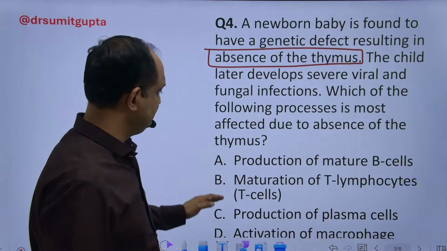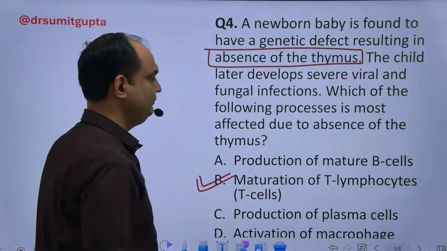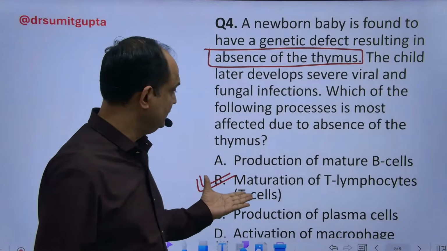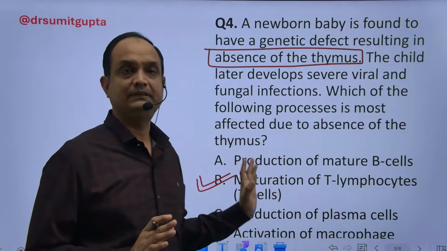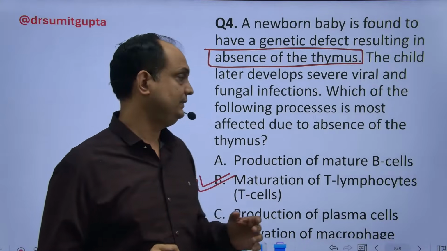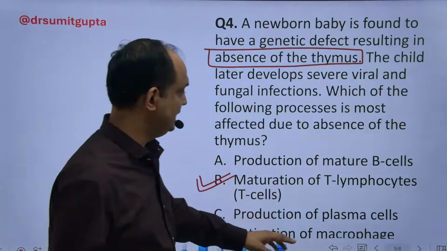Now when you see these four options, you will realize that the thymus is the site where you have the production and maturation of the T lymphocytes. Clear? So this is a direct question, and you should always keep this in mind: the thymus is the site where you have the maturation and production of the T lymphocytes.